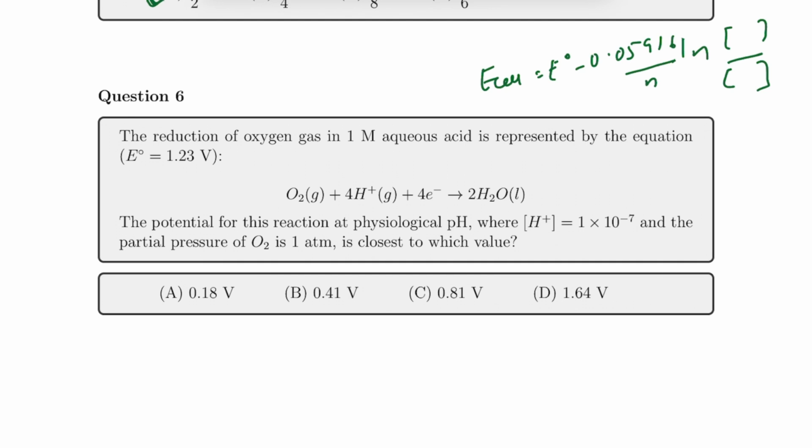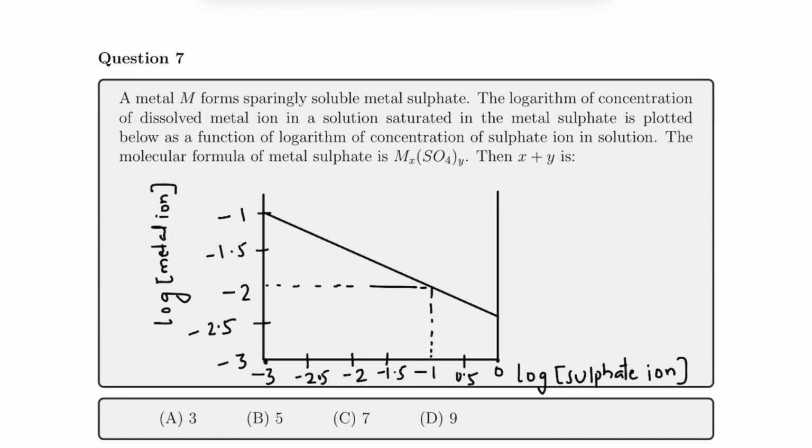You don't have to ignore this concentration of H plus over here. Many students used to ignore it. So if you are ignoring it, then definitely आपका game हो जाएगा. And if you're not ignoring it, then you will be getting the right answer, and for this it will come out as 0.81 volt.